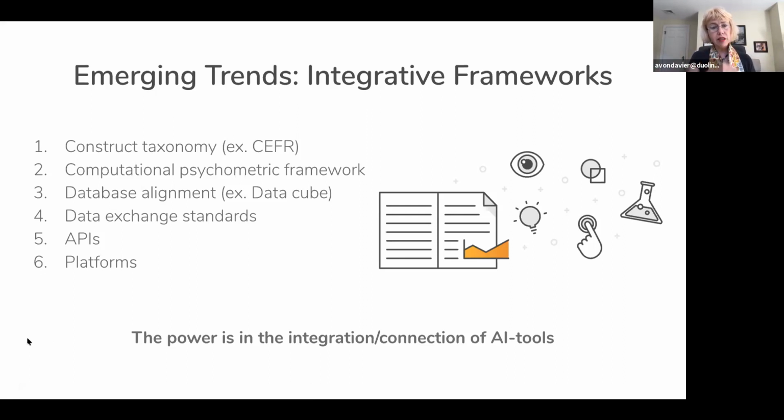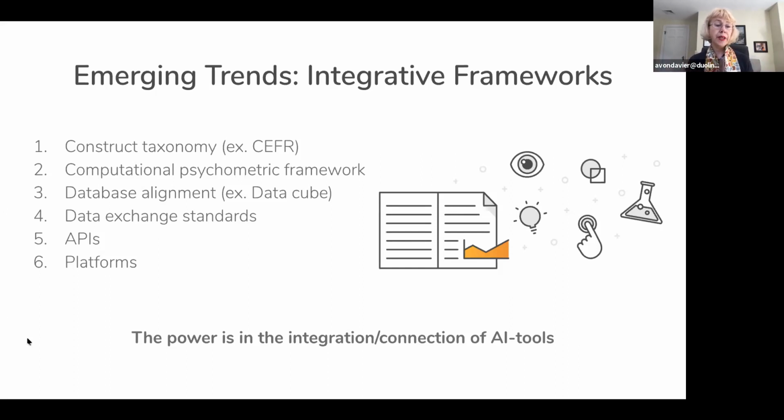In our case at Duolingo, this is the Common European Framework, but in other circumstances, this can take other forms, such as common core standards in the United States for K through 12. Another example of an integrative framework is a computational psychometric framework that would allow us to put different pieces together in a coherent way.